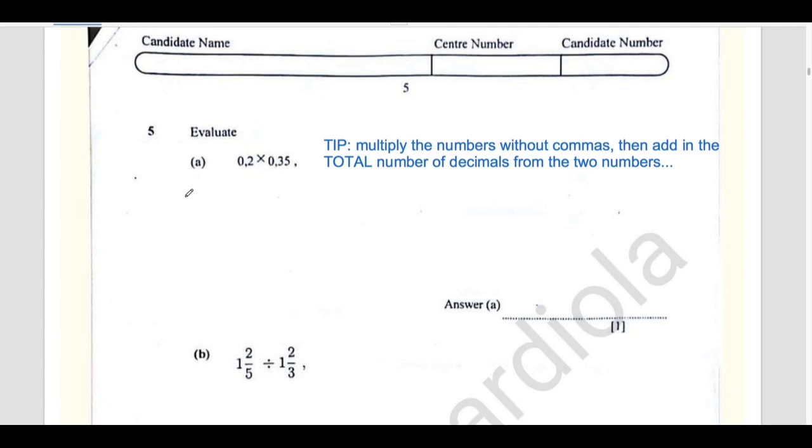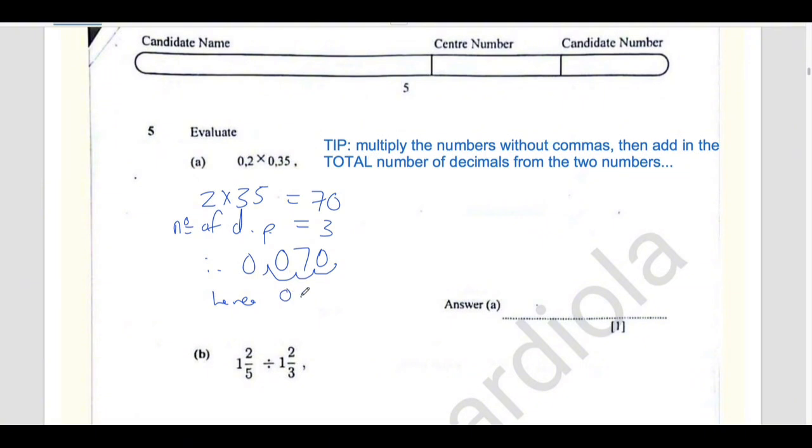So here, we're going to multiply 2 times 35. 2 times 35 gives us 70. Then we're going to count the total number of decimal places. That's 1, 2, 3. So since there are 3 decimal places, we're going to move the decimal point from 70, 3 places to the left. Okay, so 1, 2, 3. So our final answer is going to be 0.070.